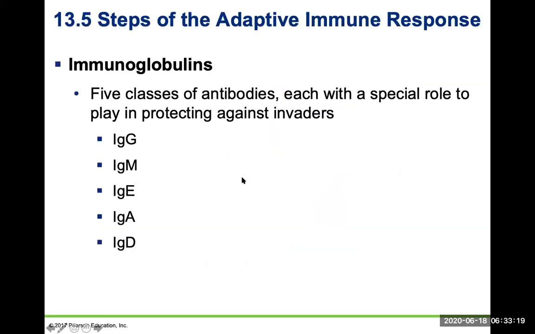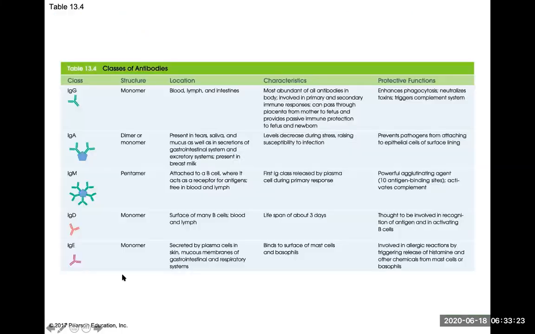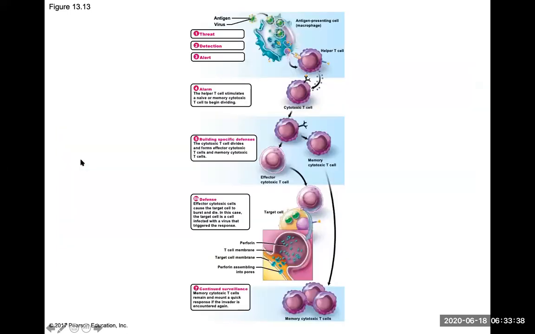Immunoglobulins are 5 classes of antibodies, each with a specific role, and they're listed here. It gives you the structure, the location, characteristics, and protective function. So I'll let you work through those, but these are just different classes of antibodies. Again, they'll all have a Y-shaped structure. And this is showing how the antigen and antibody will react.